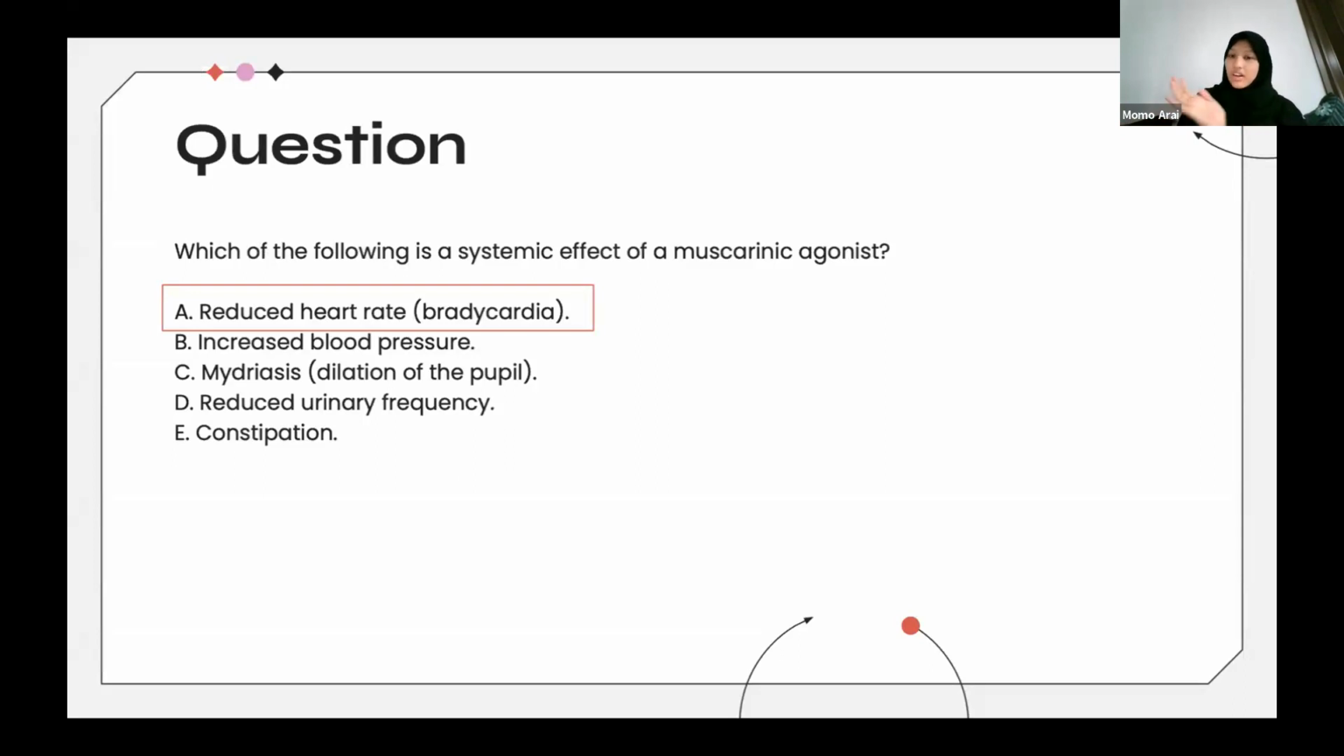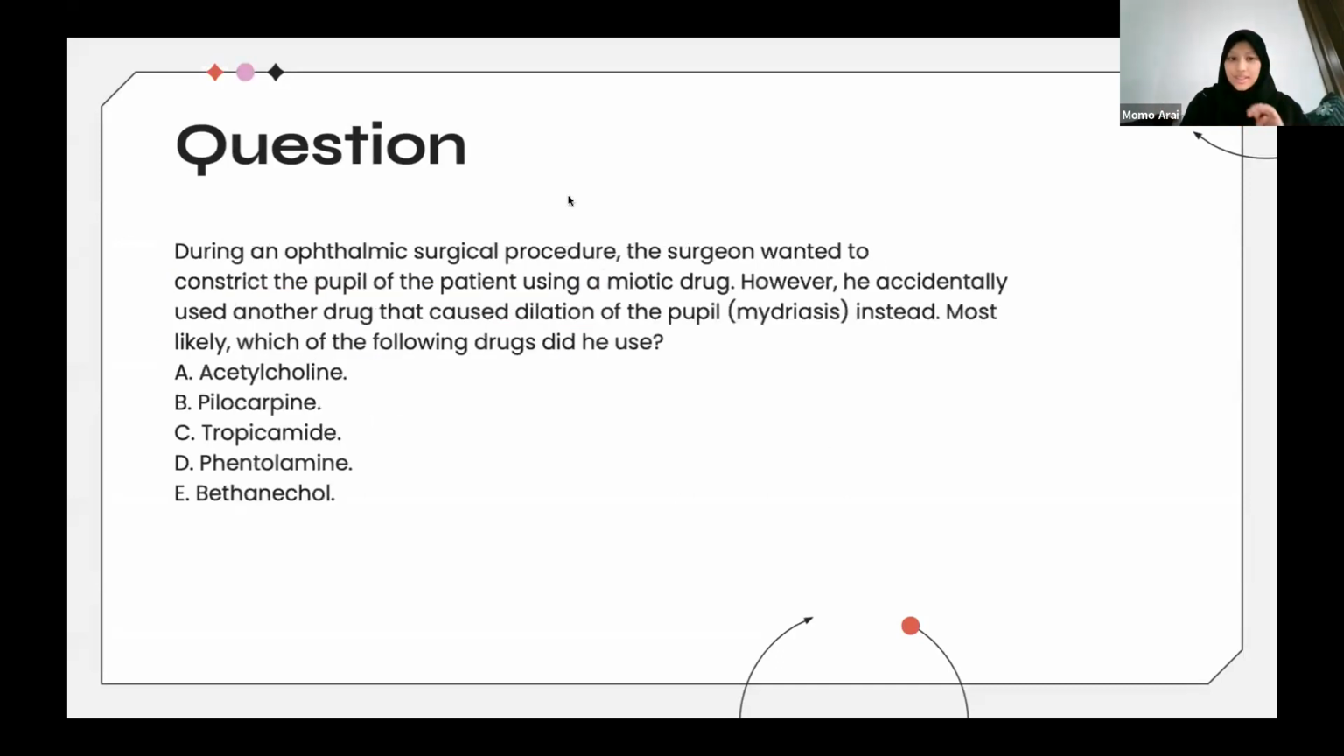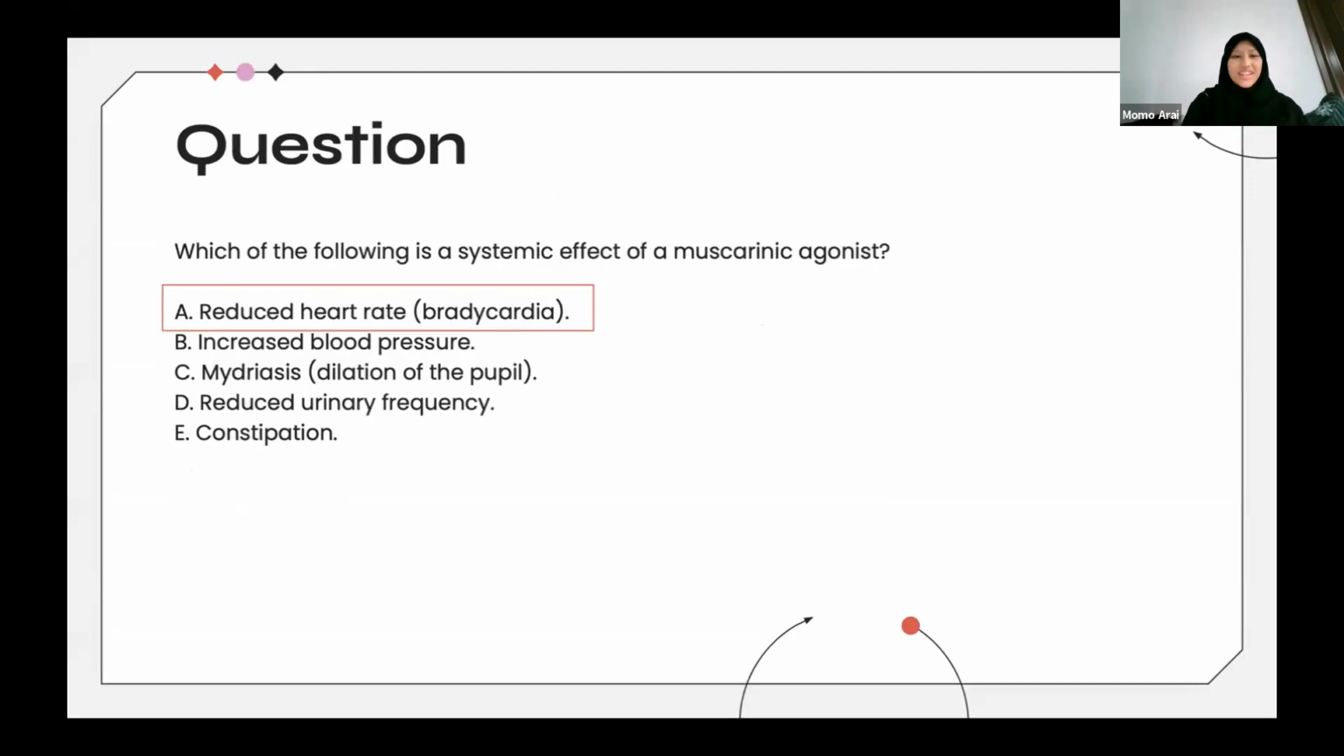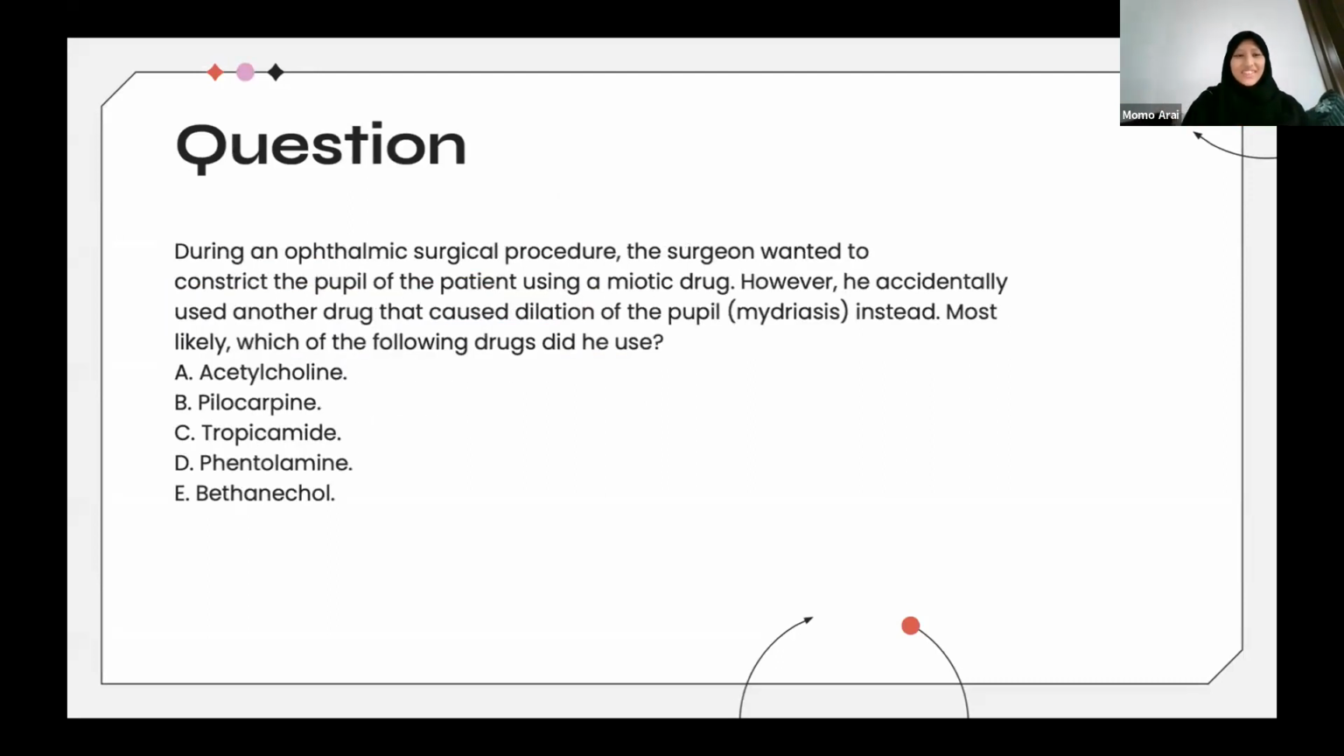Increased blood pressure is an effect of sympathetic action. Dilation, remember the eye has to be bigger for more light, sympathetic. Reduced urinary frequency, again, same thing, sympathetic. And constipation. So all of these are sympathetic. The only one that's parasympathetic is A. Okay, does that make sense? Is it clear? Okay, I hope so. It's fine. Yeah, we can move.